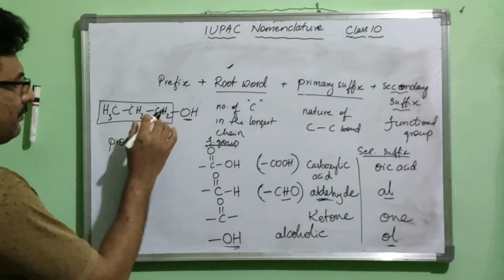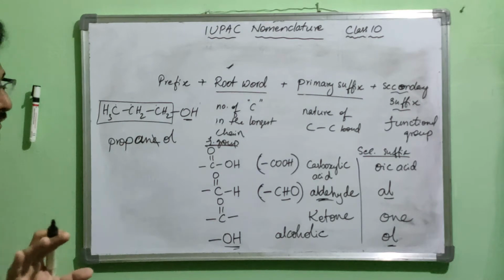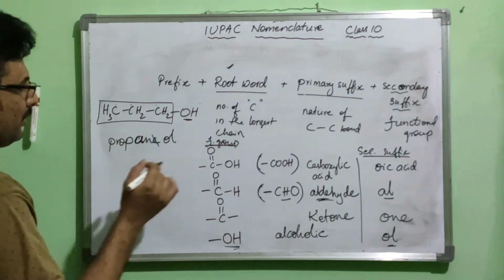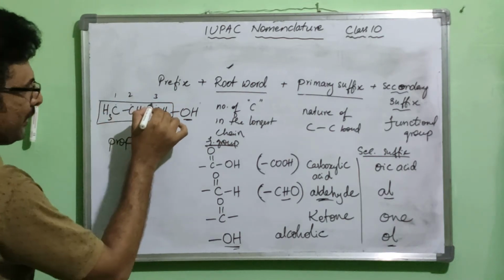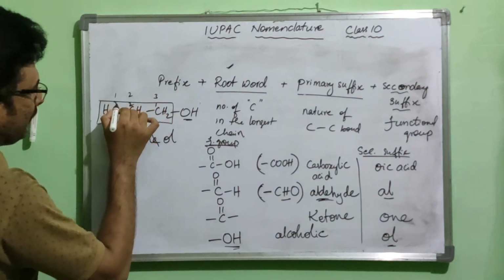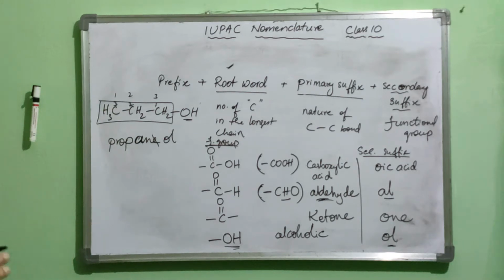Okay, and you have to give numbering to the carbons in the main chain. So how do we give numbering now? You can give numbering like this, 1, 2, 3, or you can give 1, 2, 3 like this. But which one is the correct method?